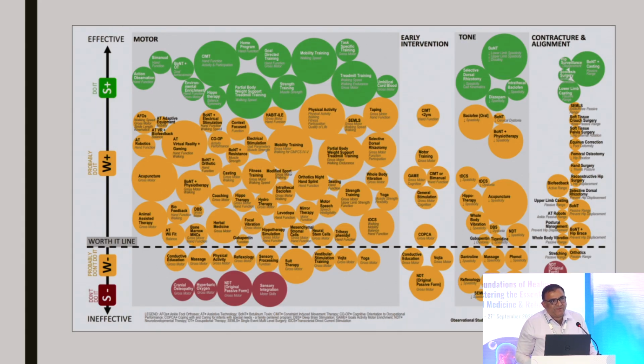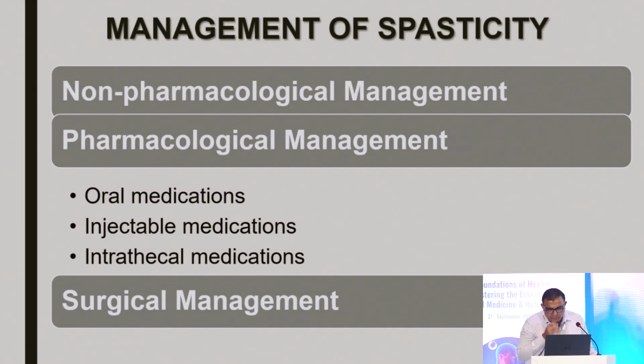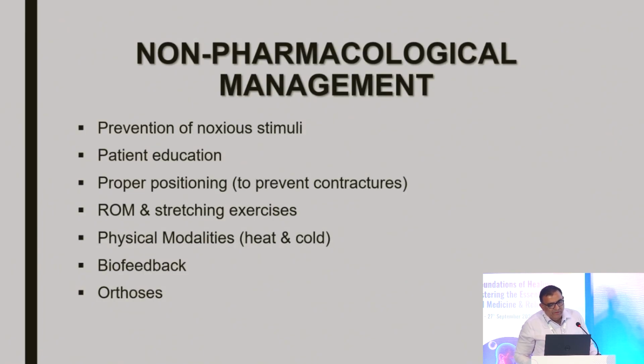Now, as spastic CP is the most common CP, how do you manage spasticity? We have non-pharmacological management, pharmacological management, which includes oral medications, injectables, and intrathecal medications, and the surgical management. Non-pharmacological management, we all know: prevention of noxious stimuli, patient education, proper positioning, therapeutic exercises, physical modalities, biofeedback, and orthosis.